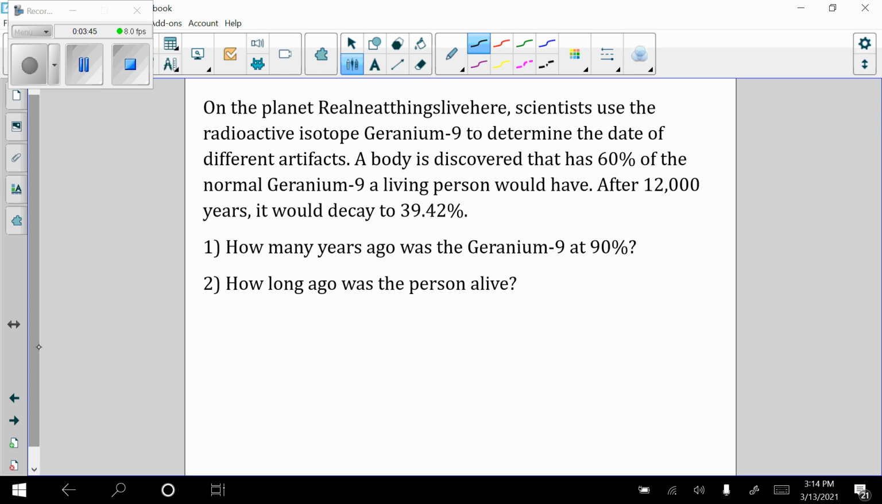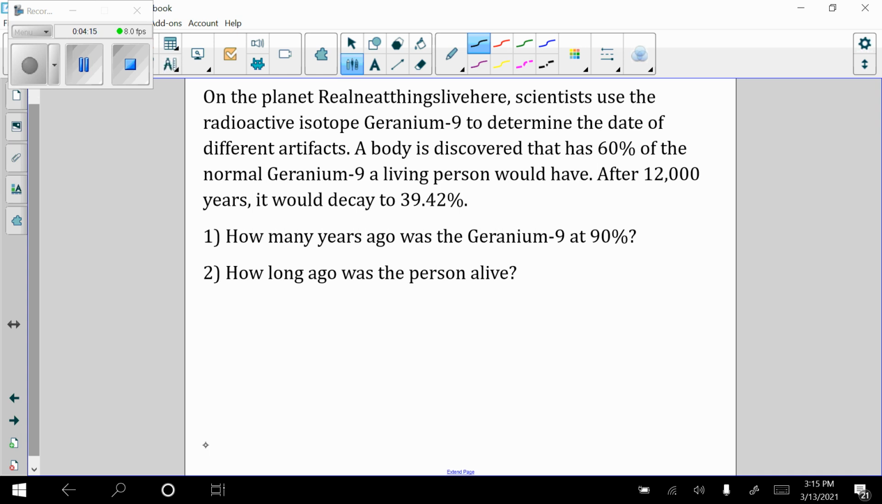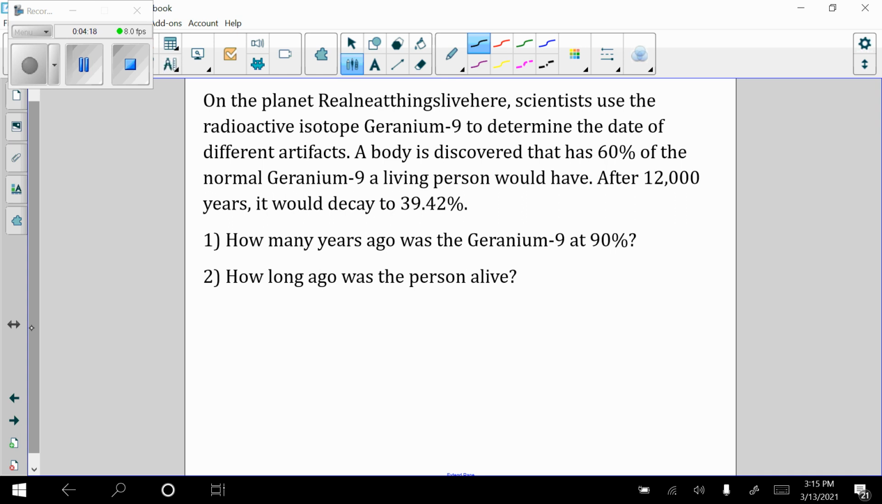This would be a good problem for forensics if you guys were in forensics. So a body is discovered that has 60% of the normal germanium-9 of a living person. After 12,000 years, it would decay to about 39.4% of its original body. So I need to know how many years ago was the germanium-9 at 90%, and how long ago was the person alive? How many years ago?